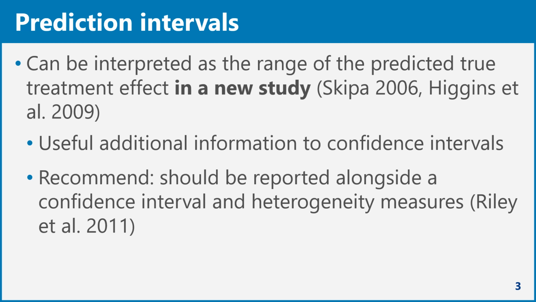So, a prediction interval was proposed. Prediction intervals can be interpreted as the range of the predicted true treatment effect in a new study. Prediction intervals provide useful additional information to confidence intervals because a prediction interval is a measure of treatment effect that accounts for heterogeneity. It was recommended that a prediction interval should be reported alongside a confidence interval and heterogeneity measures.